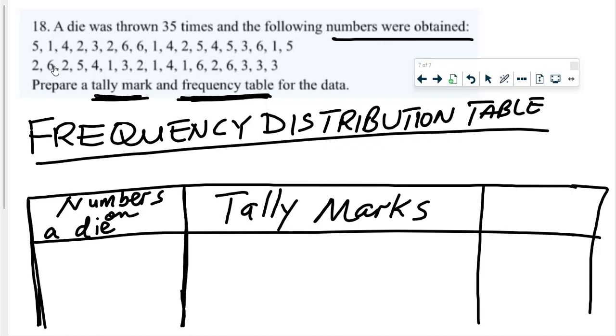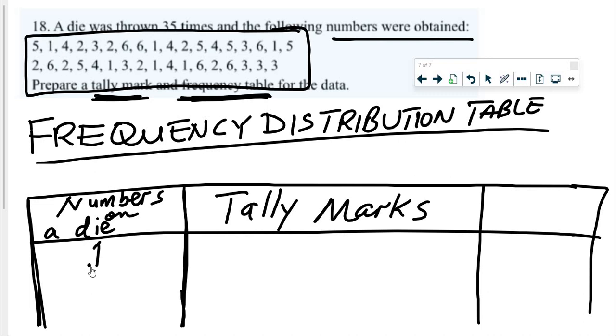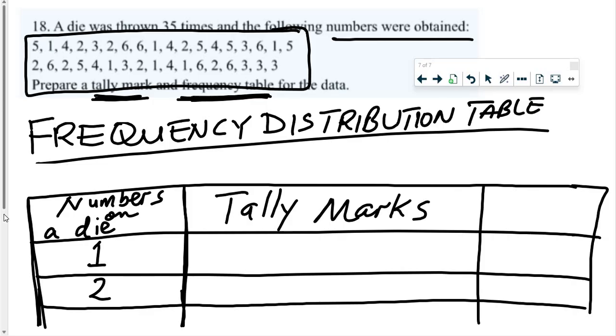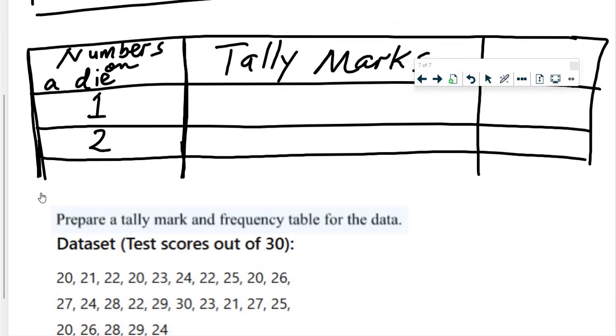So now, what are you supposed to do with these numbers? Everybody pay attention here. You arrange these numbers from the smallest number to the biggest number. So the smallest number here is 1, so you write here 1. Make a border. The next number is 2. Keep going until you reach the largest number.